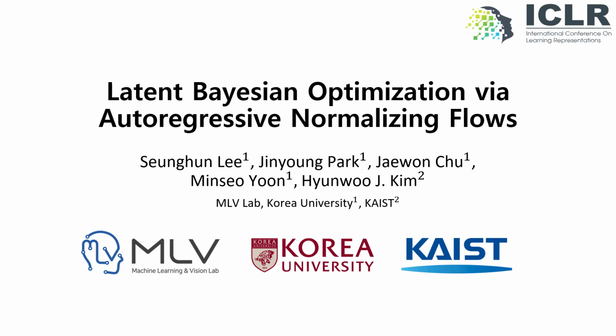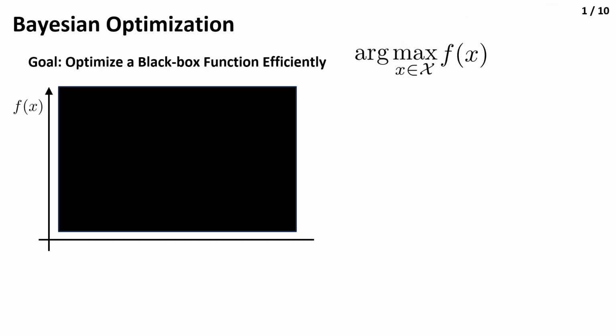Hello, I am Seunghun from MLab, and I'll give a presentation about our paper, Latent Bayesian Optimization via Autoregressive Normalizing Flows. Bayesian optimization is a method to efficiently optimize a black box function f(x).